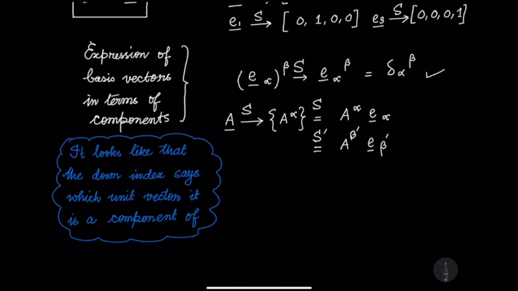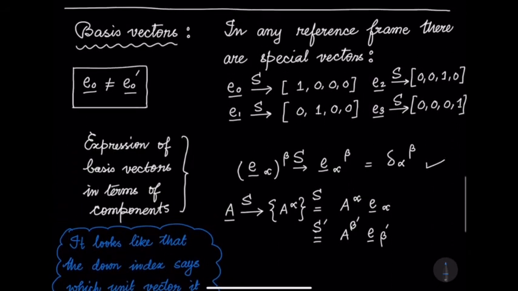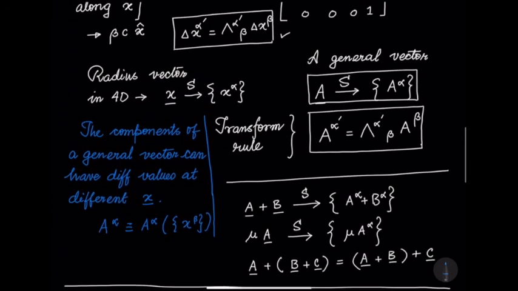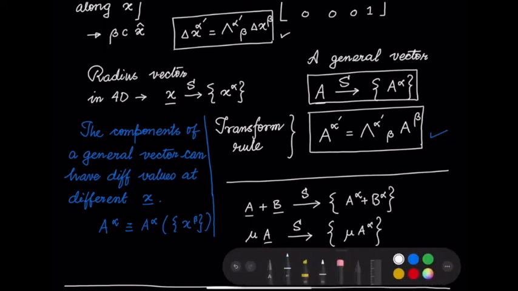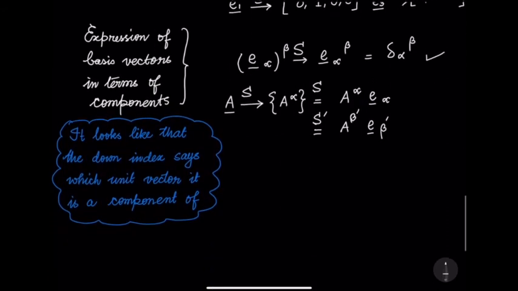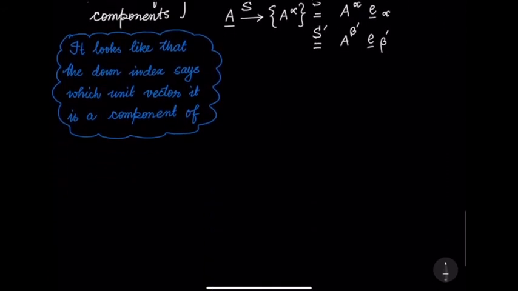Okay, the next question we ask is, well, we have learned how a vector transforms as you go from one inertial reference frame to the other. That is given by this expression. Now let us ask the question, how does a unit vector transform? Does it transform the same way? Okay. So now we are asking this question.